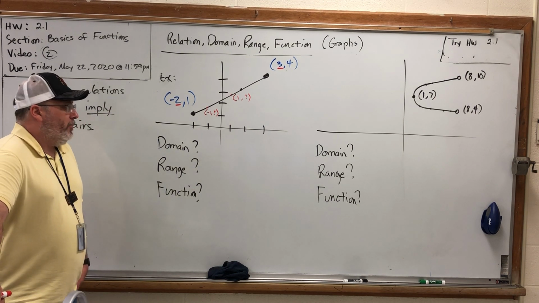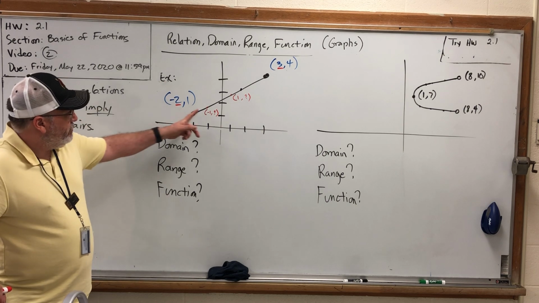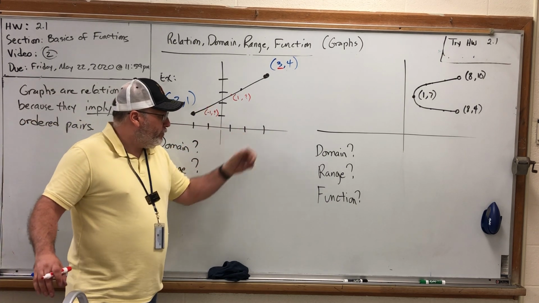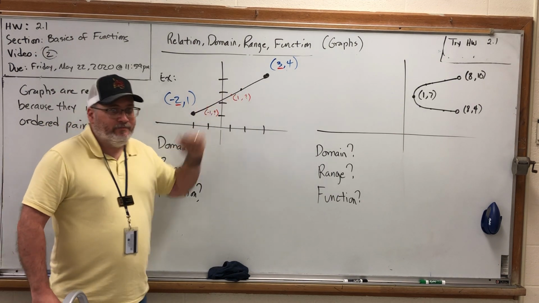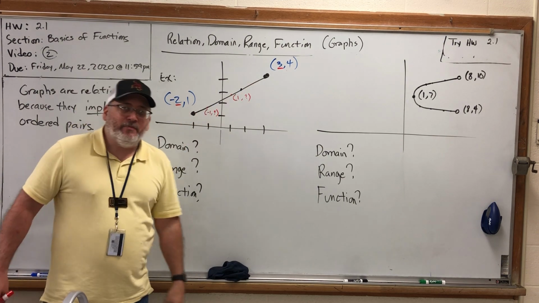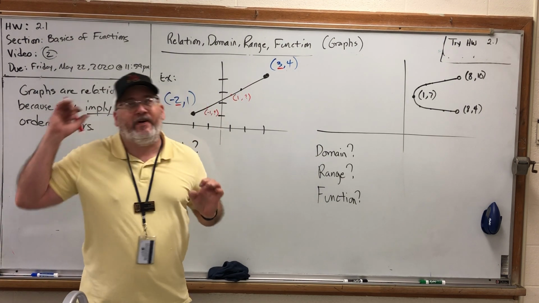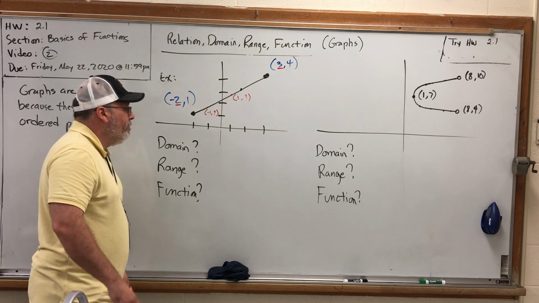So what are all the x-coordinates? If you're thinking -2, -1, 0, 1, 2, and 3, that's some of them. But how many points are on this line? An infinite number. The points on this line are densely packed, meaning if you pick any 2 points, you can always find another one in between, no matter how close they are. And you can repeat that forever.